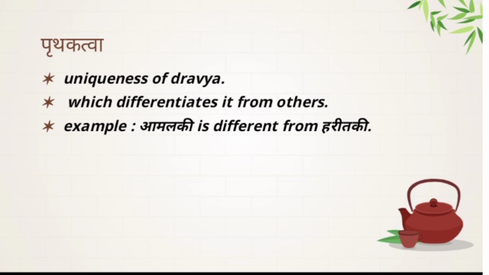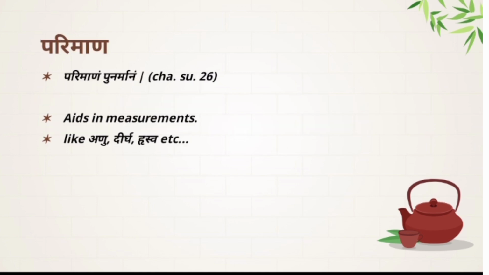Next is prutakatva. Prutakatva is the specificity of any kind of material. Uniqueness of a dravya is nothing but the prutakatva, which shows that this dravya is different from that thing, which differentiates one thing from the others. Example, amalaki is different from haritaki because of the prutakatva of the amalaki. And parimana, parimanam punarmanam, the measurement is nothing but the parimana, aids in the measurement like anu, dirgha, hrsva and all.